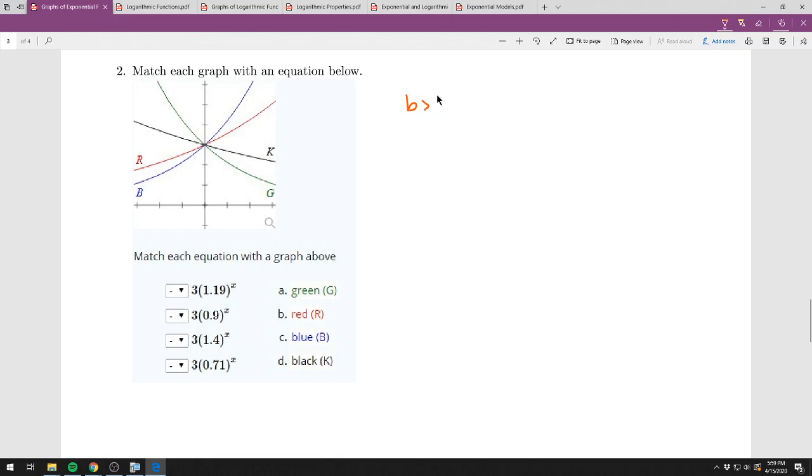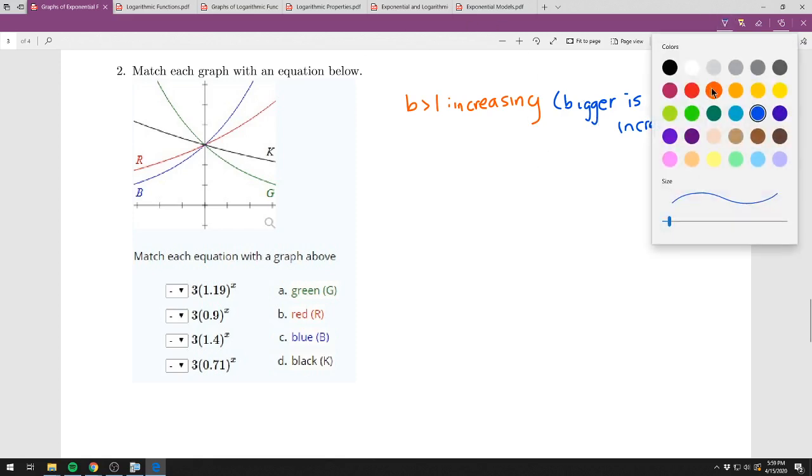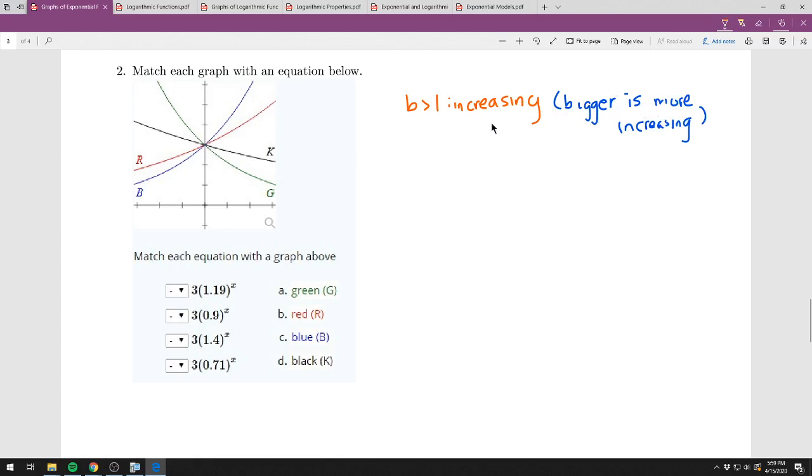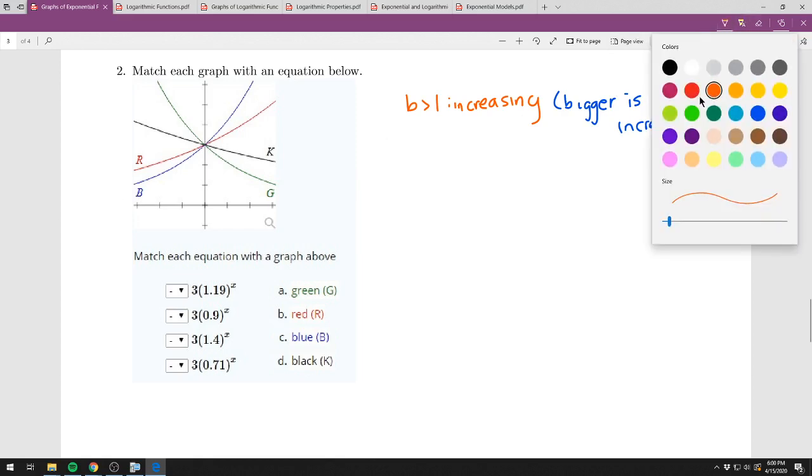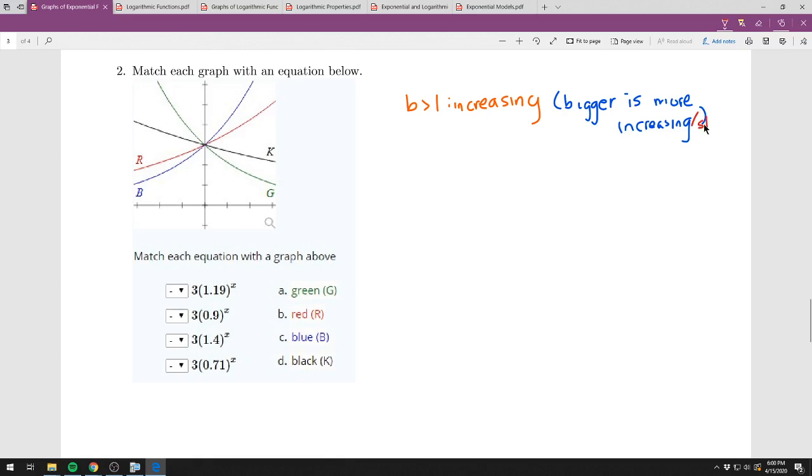All right, so b bigger than 1 is increasing. That's in general. But the bigger it is, the more it increases. Meaning a base of 3 is going to increase more than a base of 2. And I'll show you with an example on the calculator. But the bigger it is, the more it is increasing. So y equals 2 to the x will be steeper than y equals 1 to the x. I guess that's a good way to write it too. It's more increasing, or steeper.